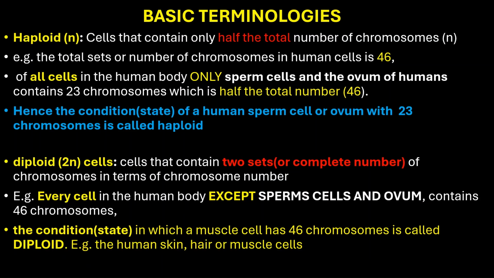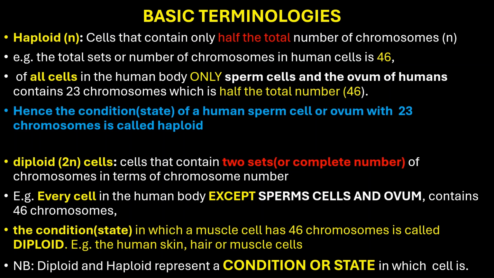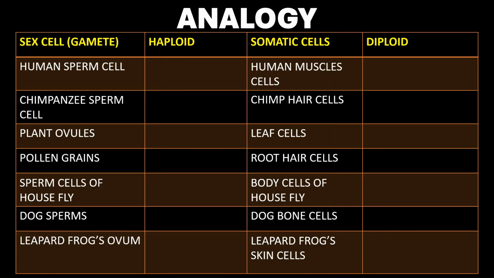For example, the human skin, hair or muscle cells all have 46 chromosomes in their nucleus, and this is something we should know. So the two keywords here are haploid and diploid, and these are words that are used in terms of chromosome number. Now let us try and play along with it, because we have to know that diploid and haploid represent the condition or state in which a cell is. Let's do a simple analogy here to test our understanding.